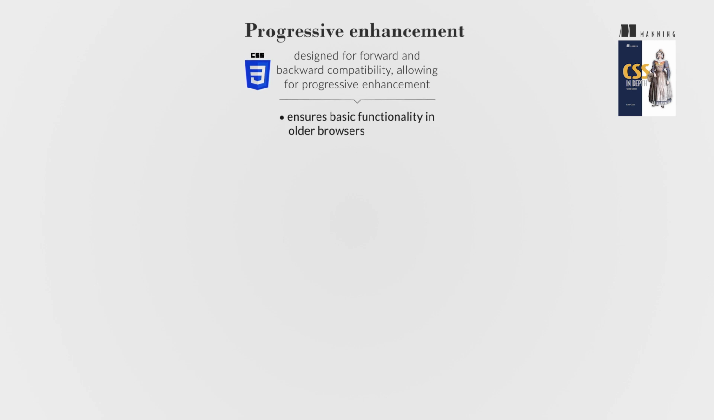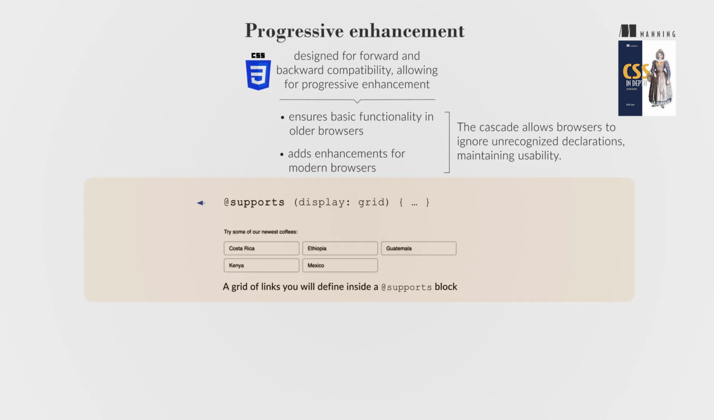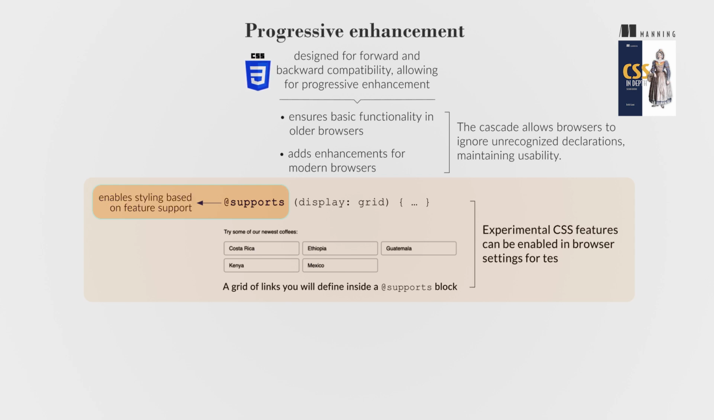CSS is designed for forward and backward compatibility, allowing for progressive enhancement. This approach ensures basic functionality in older browsers, while adding enhancements for modern browsers. The cascade allows browsers to ignore unrecognized declarations, maintaining usability. Feature queries with @supports enable styling based on feature support. Experimental CSS features can be enabled in browser settings for testing.